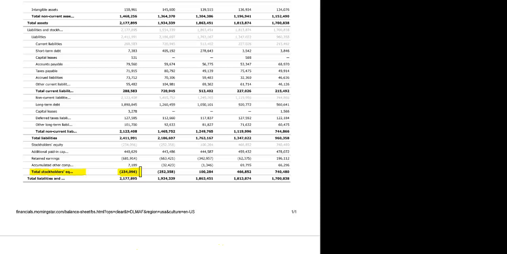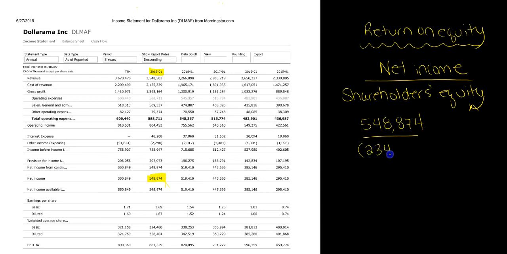So I'm going to move the 234,096 into our formula. Okay, and so then when I run this, I end up with 2.3447. So that's the 548,874 divided by the negative 234,096. So that's a negative. And I also want to show this as a percentage. So that's negative 234.47%.